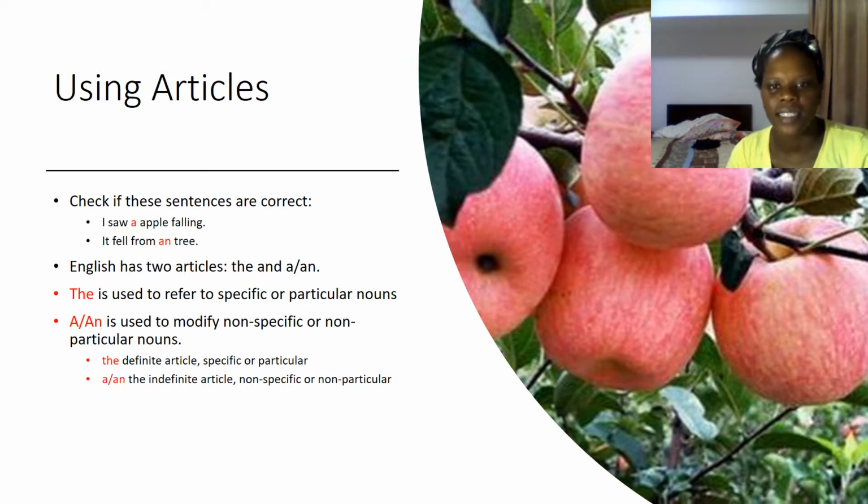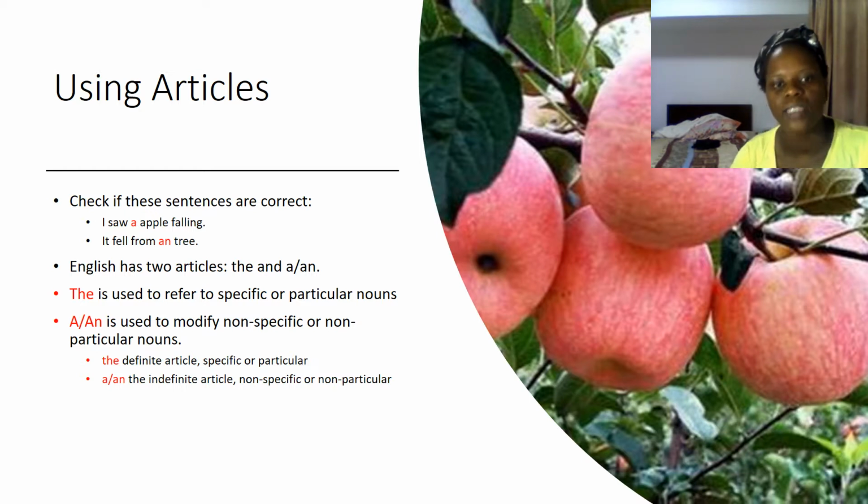What about the second sentence? It fell from a tree. Is that correct? You're correct. It's supposed to be, it fell from a tree, right? A is used to modify consonant sounding words, right? We all still remember what vowels and consonants are, right?